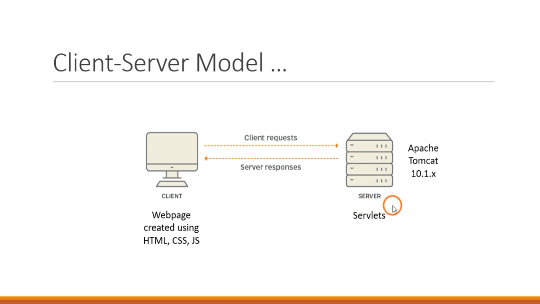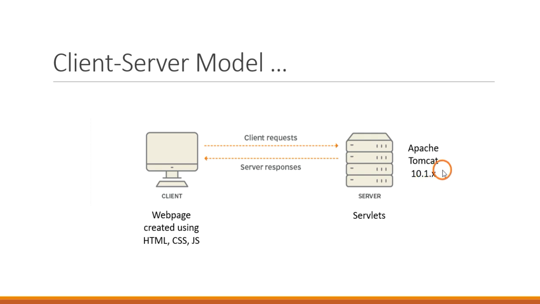And on the other end, we have the server. The server also uses some technologies for processing the requests and sending back responses. One such technology is servlets, which is a Java technology. This is a backend technology. Backend is nothing but the technologies that we use on the server side. Usually, for supporting these backend technologies, there will be some special server software that is required.